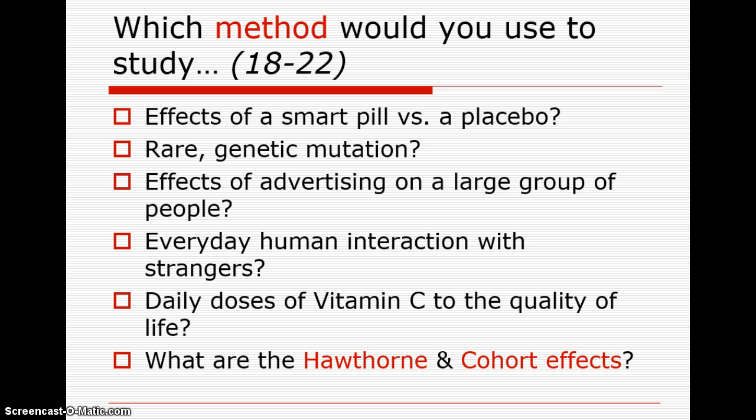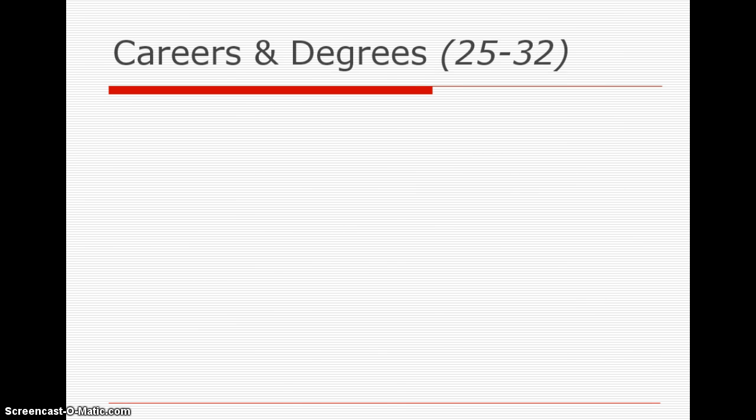And don't forget to go back, the Hawthorne and the cohort, those are effects, those are not methods, those are side effects. And so I would know that the Hawthorne effect is most common with laboratory observation, and the cohort effect is most likely with the cross-sectional research method.